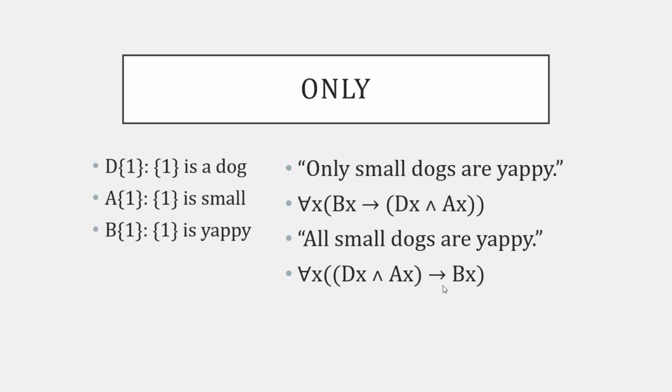Whereas the second one is saying something about all of the small dogs, that they're all yappy. What would make that false is if you had a small dog that was calm and not yappy, right? A non-yappy small dog would make that second one false.